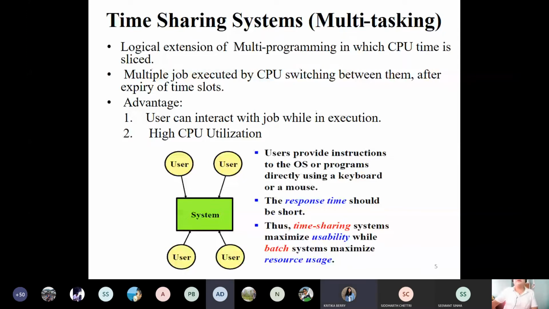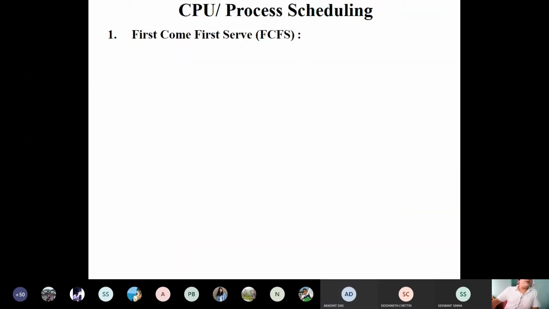Yes, sir. Okay. So now we'll talk a little bit about CPU scheduling, or process scheduling, which you have already done in our last class. So I'll just repeat. It will be a revision for those who have not attended.